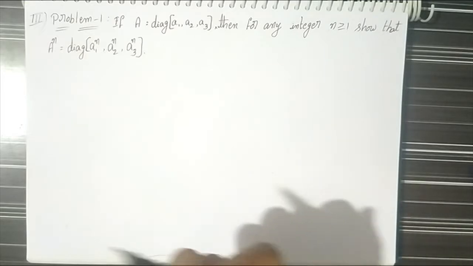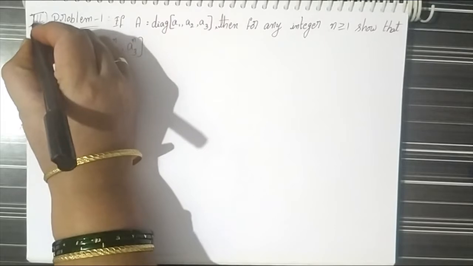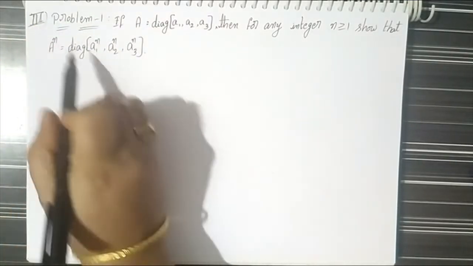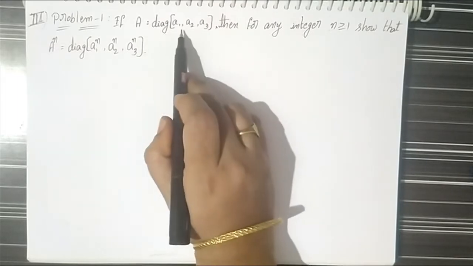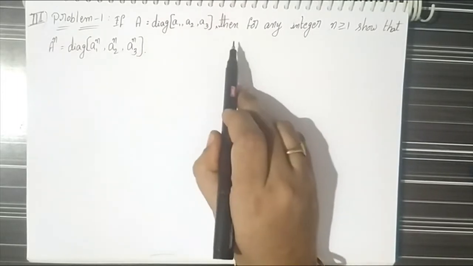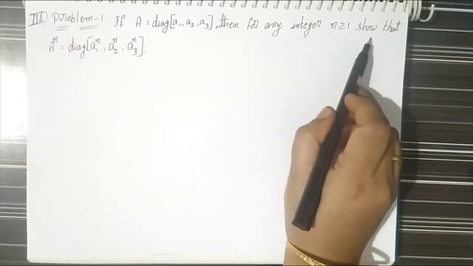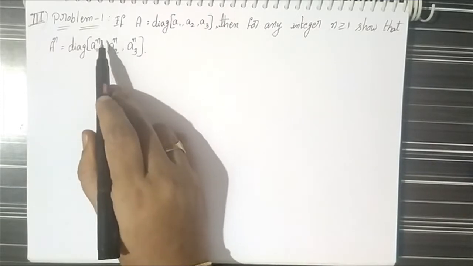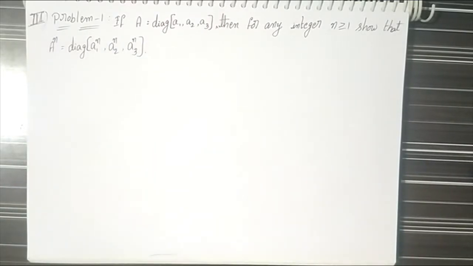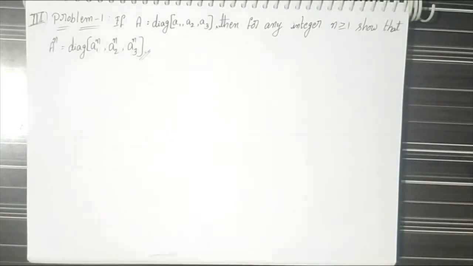Next, we will go to another problem in the same exercise. We will go to section 3, first problem. The problem is: if A equals diagonal of a1, a2, a3, then for any integer n greater than or equal to 1, show that A power n equals diagonal of a1 power n, a2 power n, a3 power n. This is our given problem.